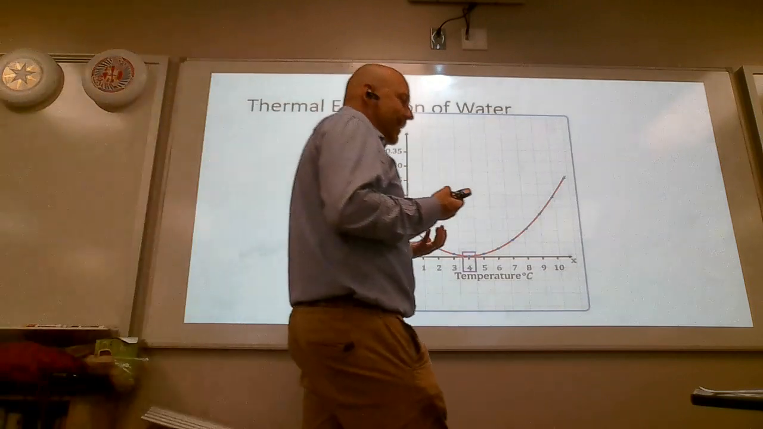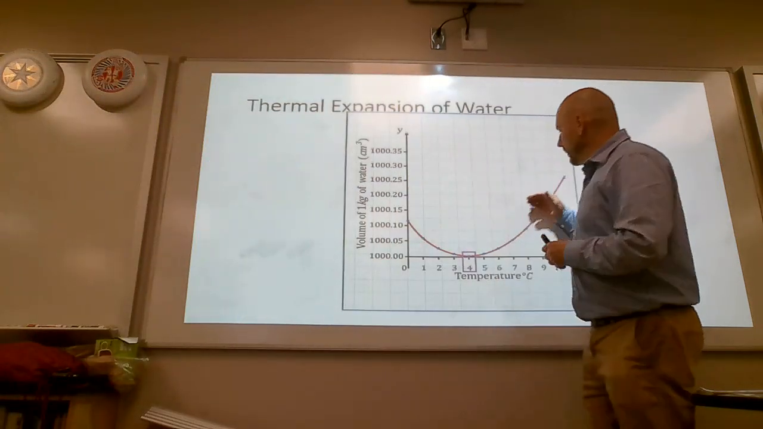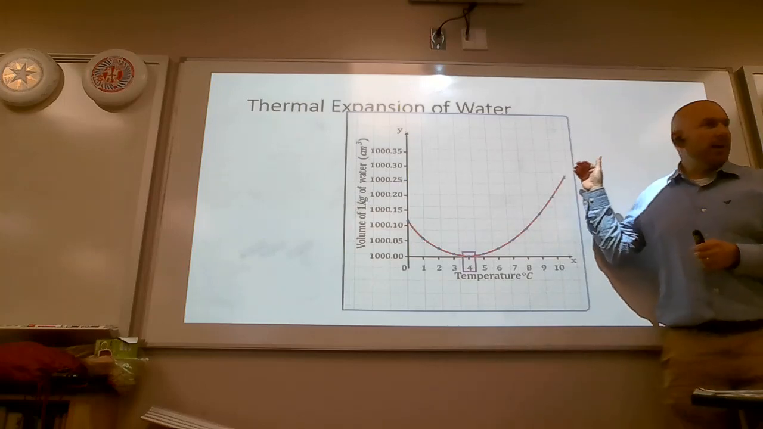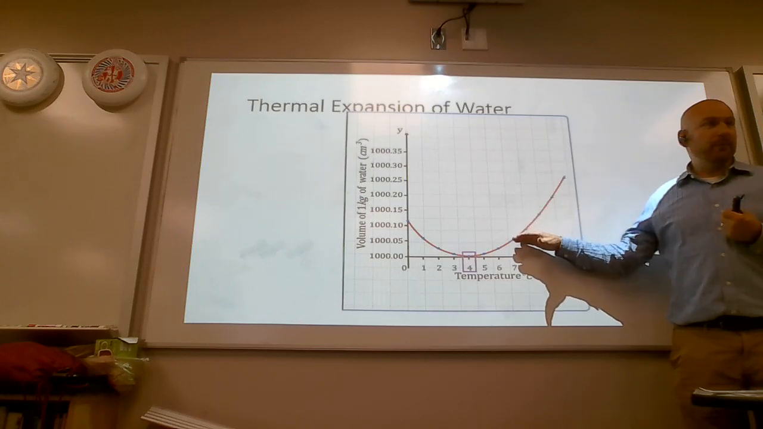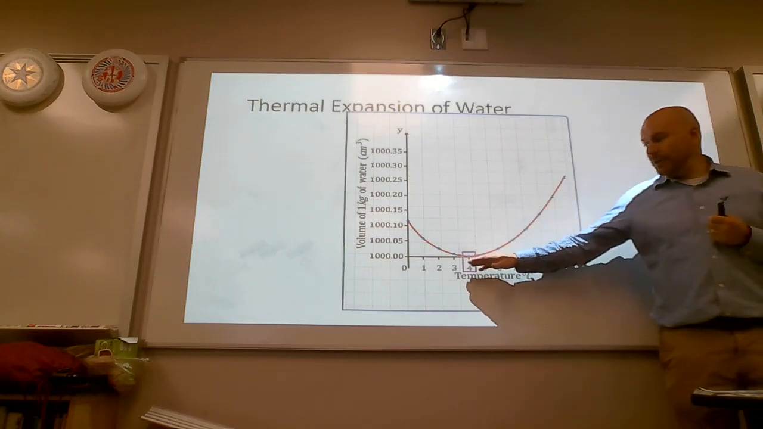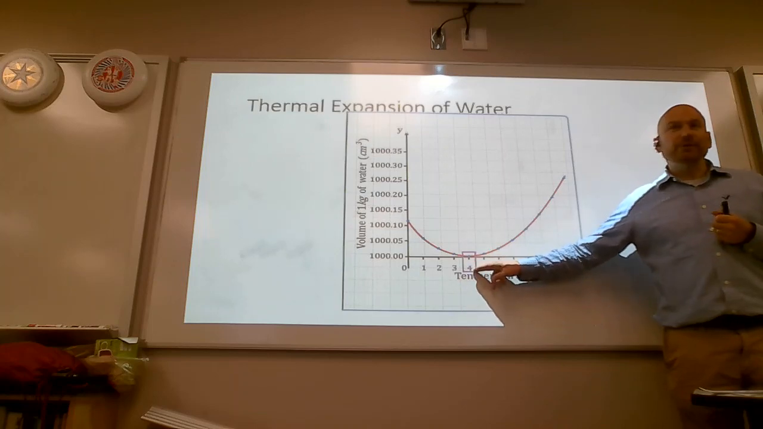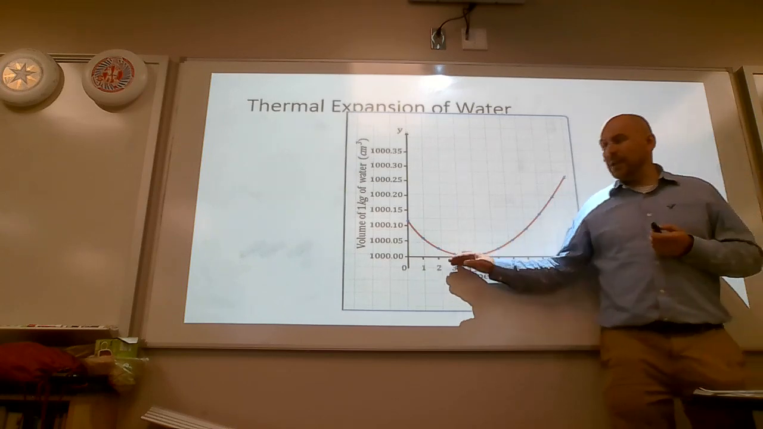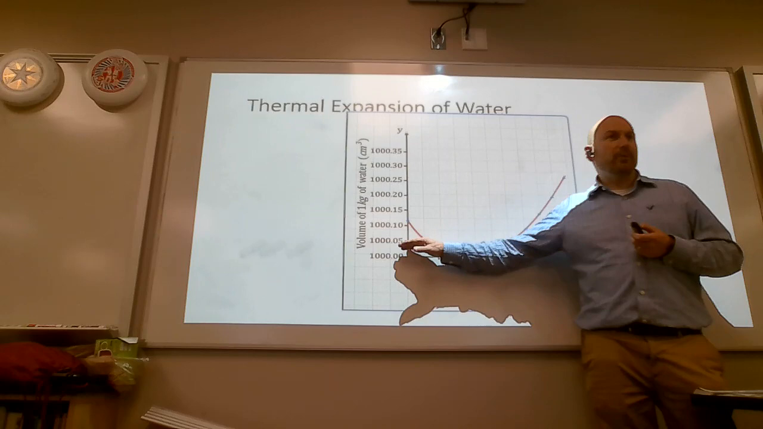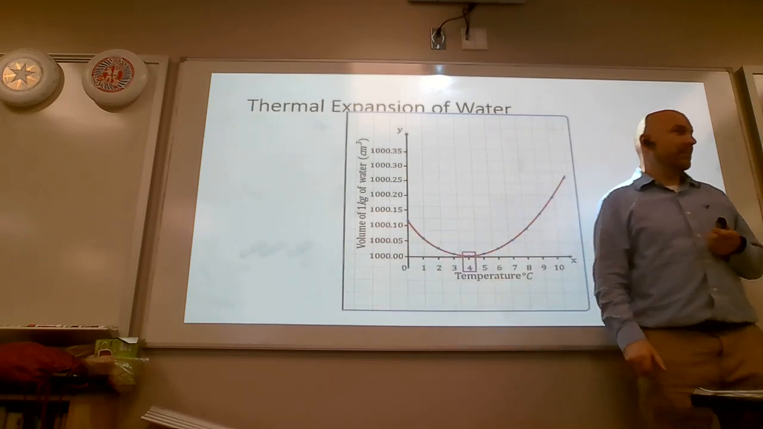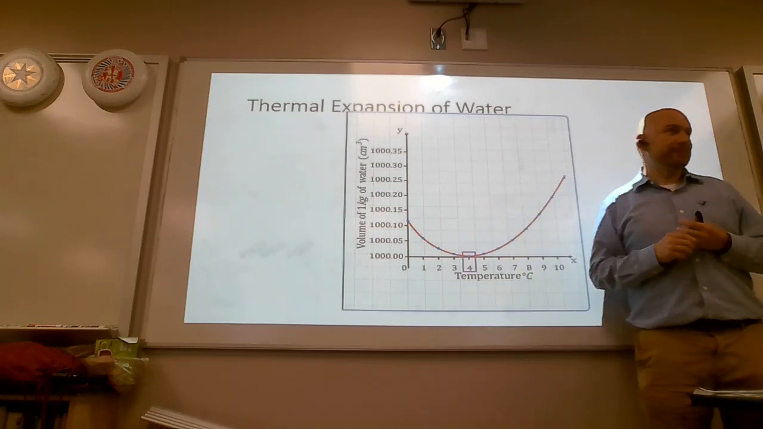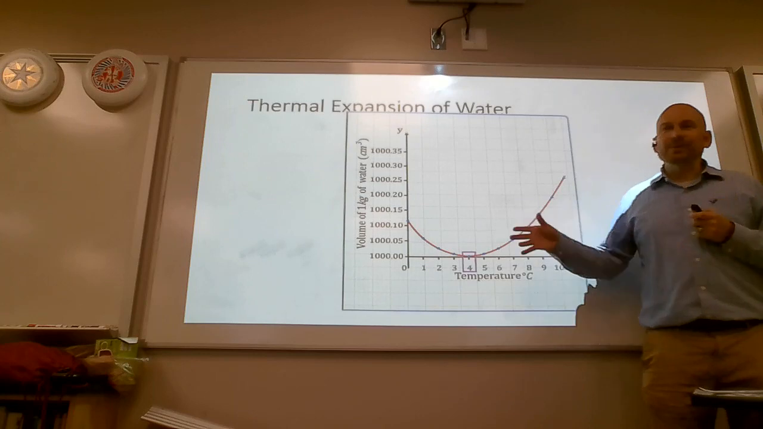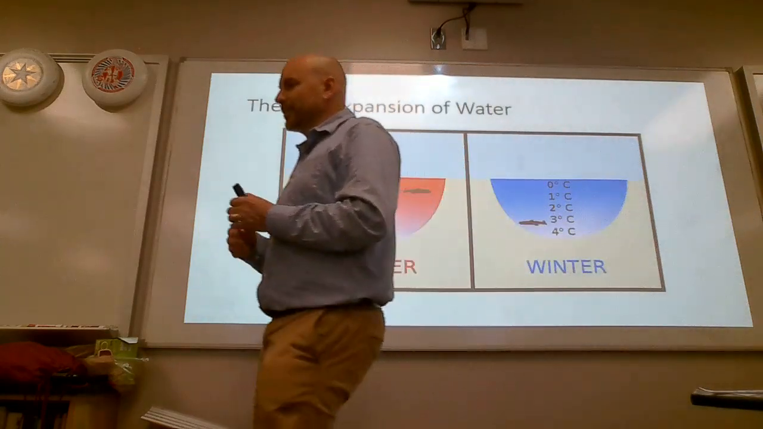So this is kind of cool. As you cool water down, it does contract a little bit, but only until it reaches 4 degrees Celsius. 4 degrees Celsius is the most dense that water gets. After 4 degrees Celsius, you cool it down, and it actually starts to increase its volume and decrease its density as it sets up to start freezing. Okay. So the consequence to this is pretty cool.